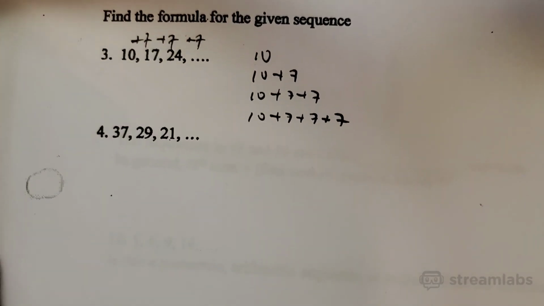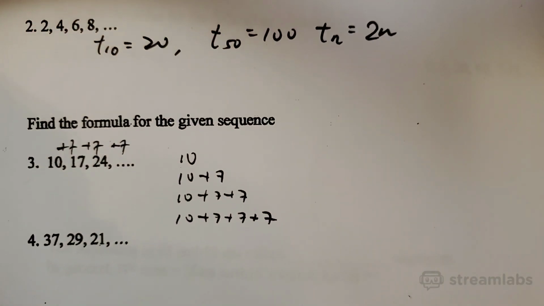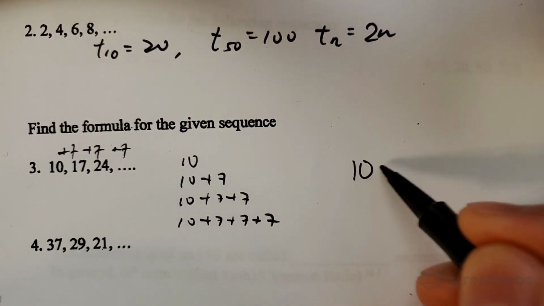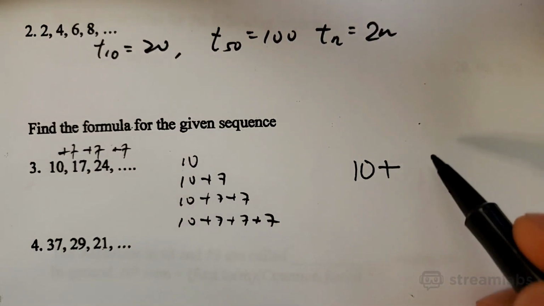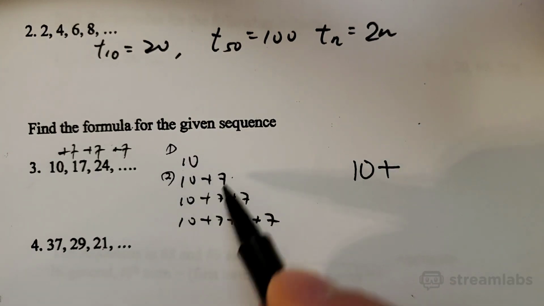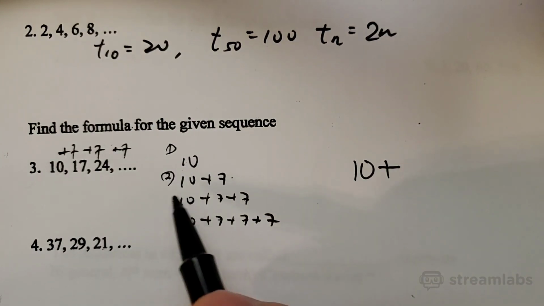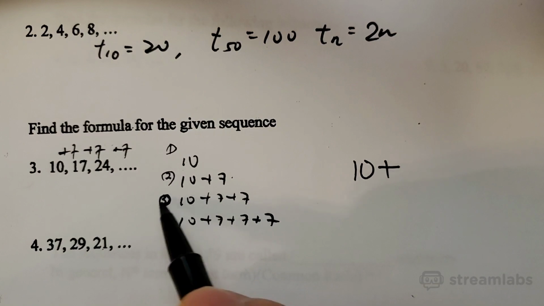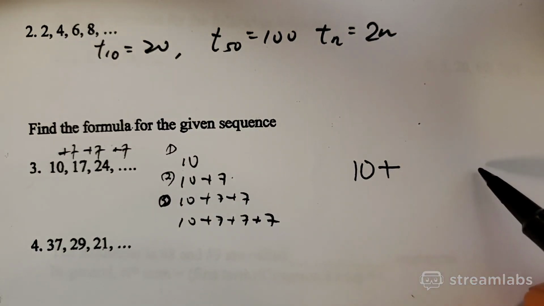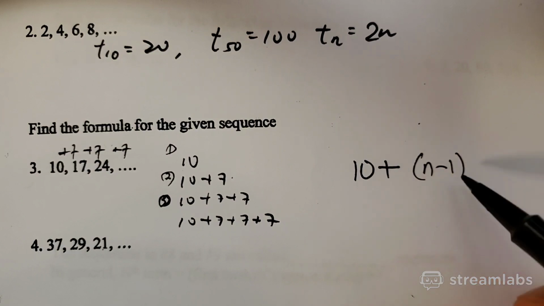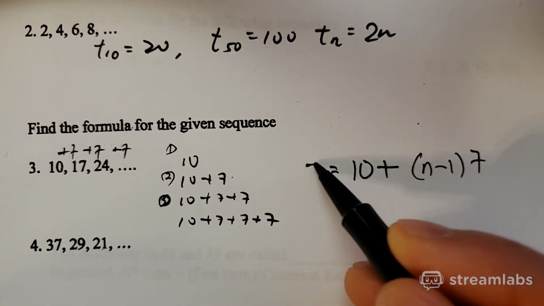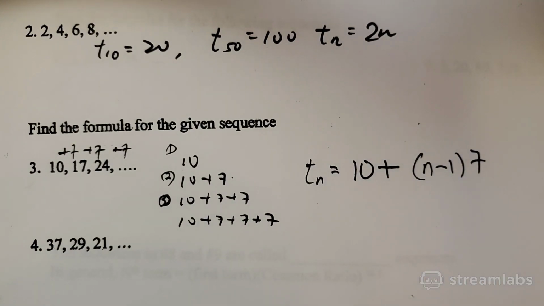So to give a formula, you have to visualize how much 7 you have to add. So in this case, you start with 10. If you want the second term, this is the first term, right? The second term will be 10 plus 7. So that's 1 7. The third term will be 10 plus 7 plus 7. That's 2 7s. So how many 7s are you adding here? It's exactly n minus 1 7s. Okay, that will be my formula. Okay, got it.